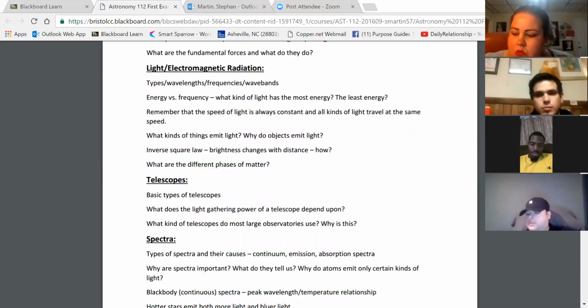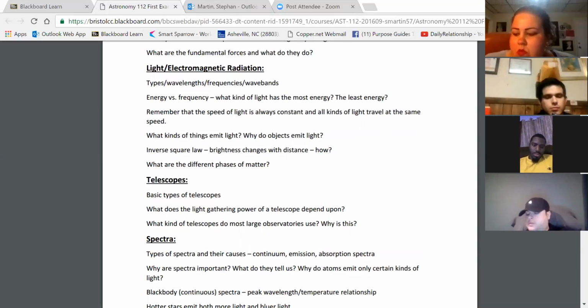There's a fair amount on the test about light because light's so important. So just know the spectrum, the different wave bands, radio through gamma rays. Know that energy and frequency go together. So higher frequency light has more energy. So gamma rays have more energy than, say, blue light, which has more energy than red light, which has more energy than radio waves. So the frequency of the light determines the amount of energy that it has.